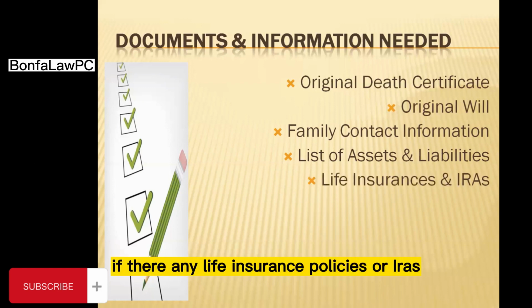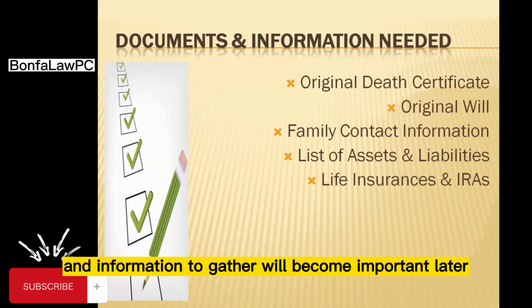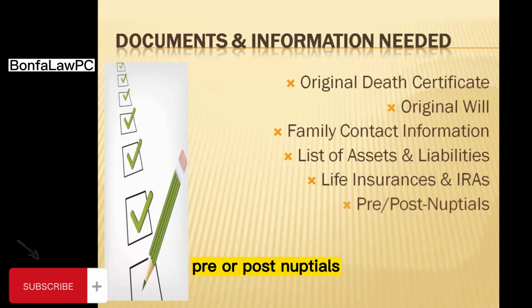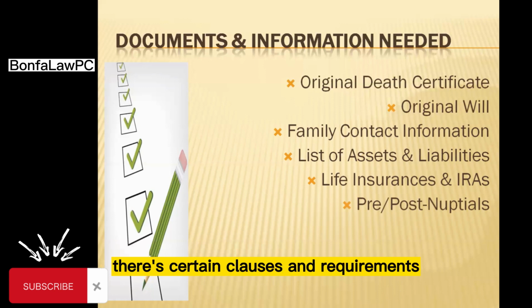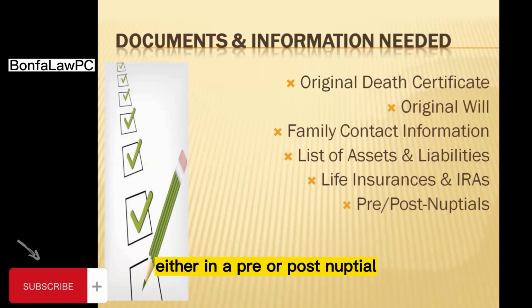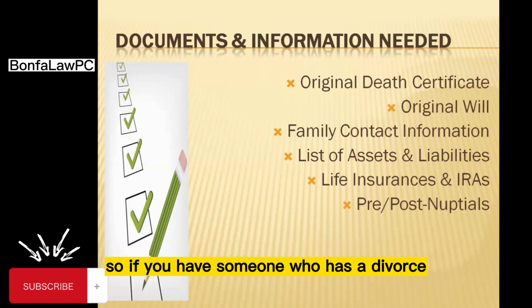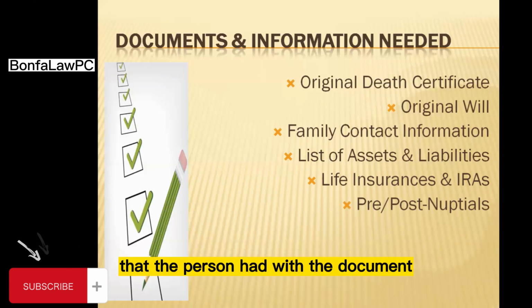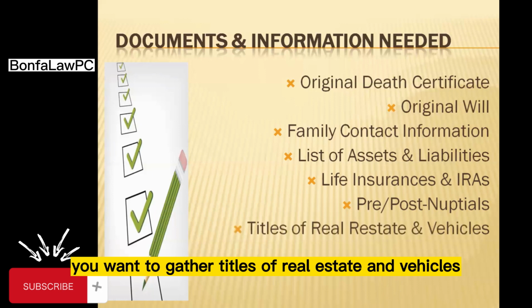You want to see if there are any life insurance policies or IRAs. That's important information to gather. It will become important later. You have to understand if there are any pre or post nuptials, because you'll find in those documents certain clauses and requirements potentially of the deceased, and the same in divorce paperwork. So if you have someone who has been divorced, you want to look at those documents to make sure there's no continuing obligation upon death that the person had with regard to that.